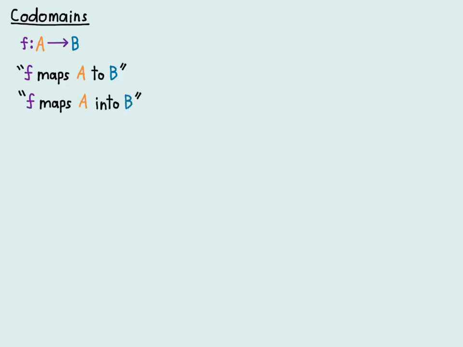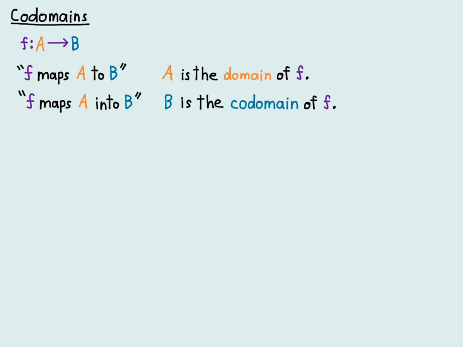All right, so that means the same thing. F maps A into B. A is called the domain of F, and B is called the codomain. You might think, well, wouldn't that be the range? No, the range could be smaller than B.